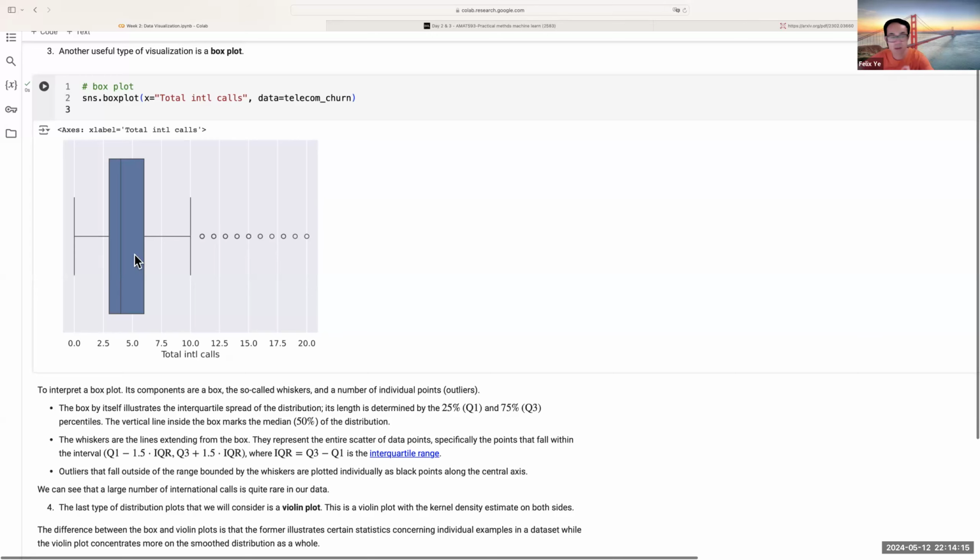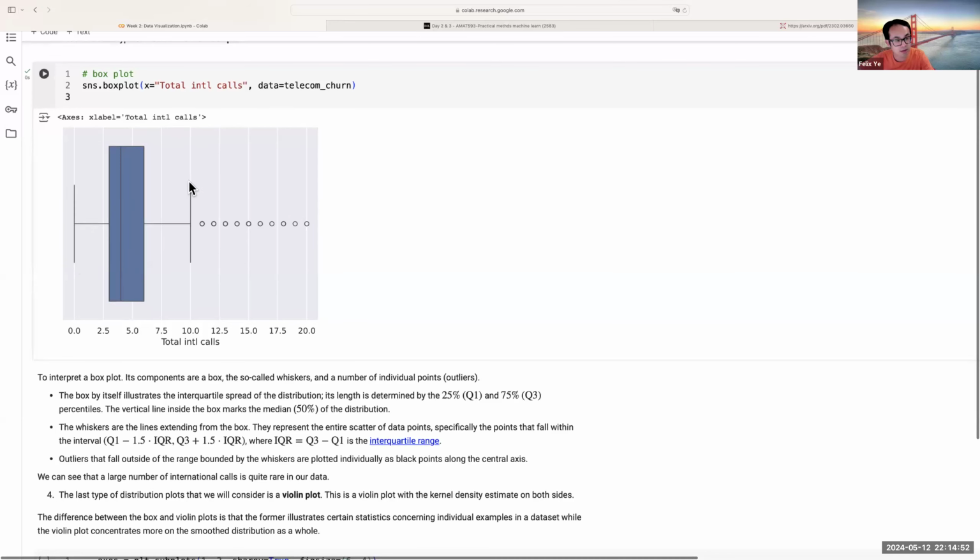So this just gives you some idea: the box tells you the interquantile spread of these distributions. The length is determined by the 25% quantile and the 75% quantile. This vertical line right here is the median. So this part is 25 to 50, and this is 50 to 75, right?